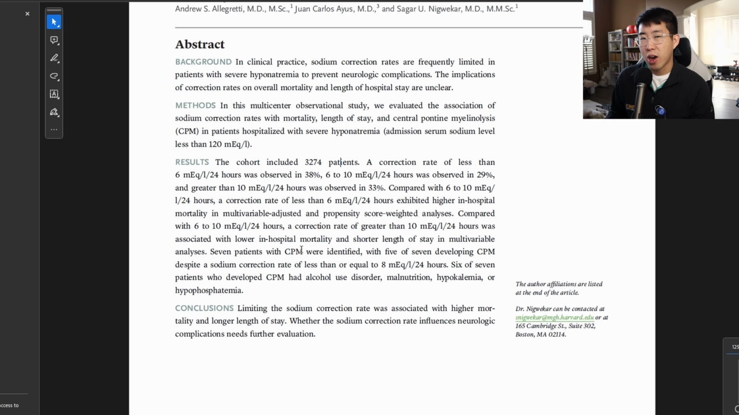So this is going to be a very interesting paper to look at, because everywhere you go, we have guidelines saying we should not correct faster than 8 milliequivalents per 24 hours because of the risk of central pontine myelinolysis. But then if you look here, first of all, out of 3,274 patients, only 7 of the patients developed central pontine myelinolysis, and 5 of them developed it despite being under 8 milliequivalents per 24 hours correction rate.